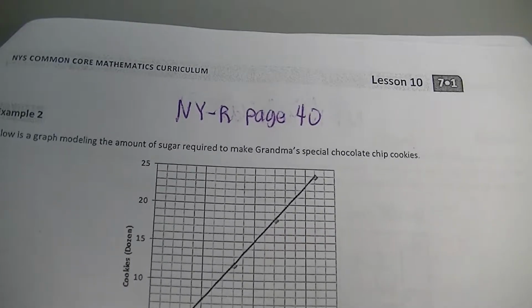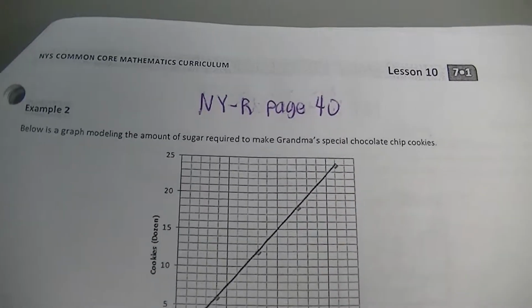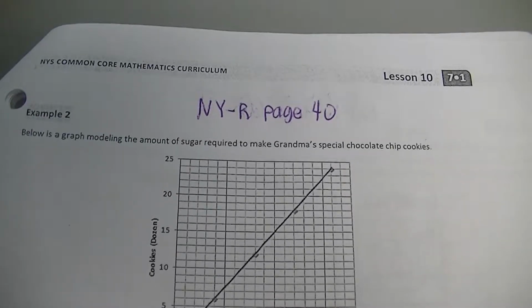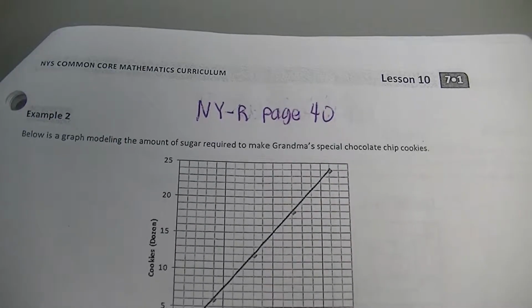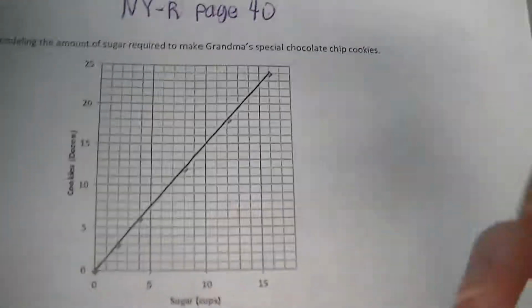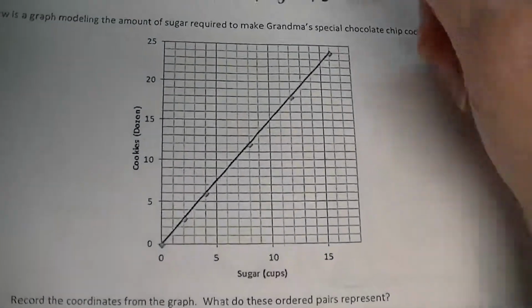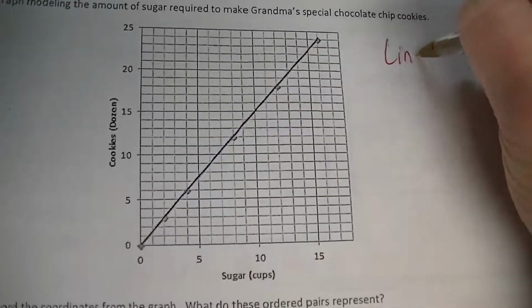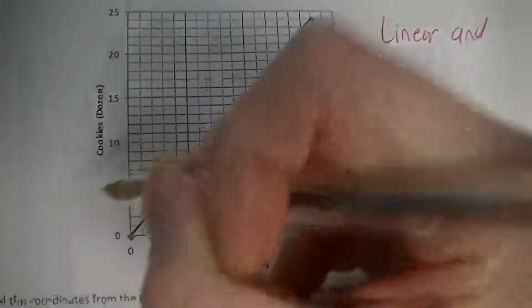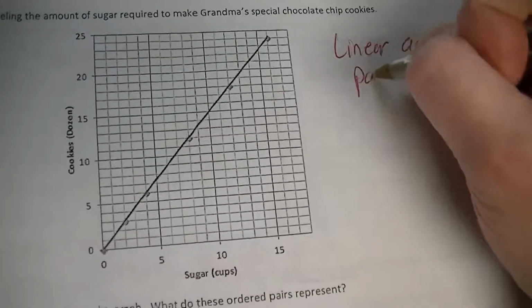This video will show you how to do page 40 from your math book. Below is a graph modeling the amount of sugar required to make Grandma's special chocolate chip cookies. So let's go ahead and check out this graph right here. I see that it's linear. So it's a linear graph. And it's passing through the origin.